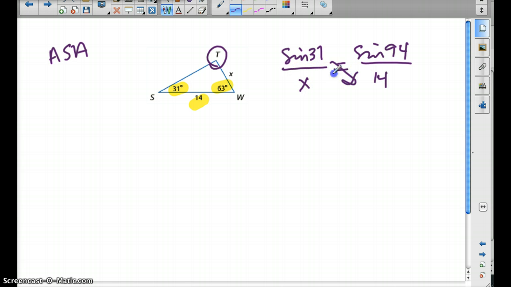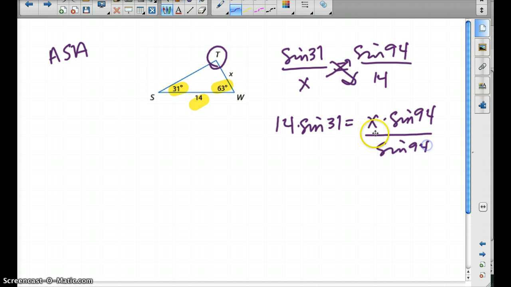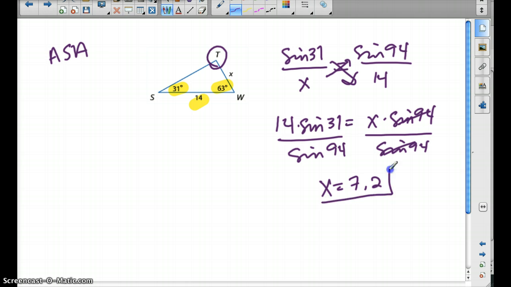Cross multiply. So it looks like we're going to have 14 times the sine of 31 equals x times the sine of 94. So we're going to divide by the sine of 94 on both sides. Put this into your calculator, and you should get x equals 7.2 when it's all said and done.